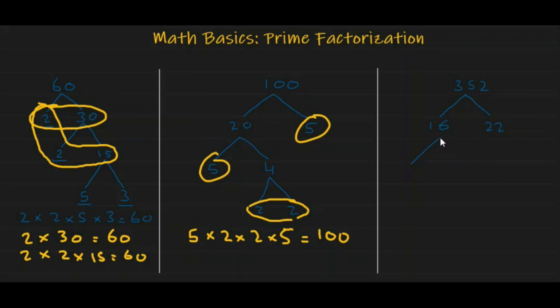So now 16 could be 2 times 8. 22 could be 2 times 11. 2, 2, and 11 we can't go any further because all three of them are prime numbers, but 8 can be simplified further. 8 will become 2 and 4. 4 would become 2 and 2.